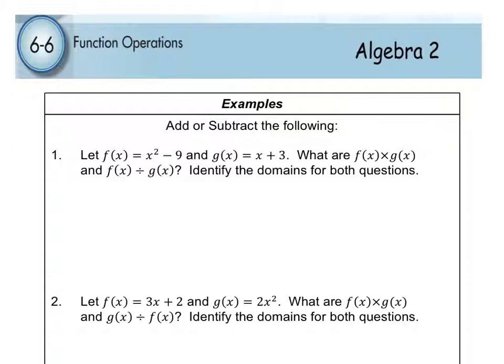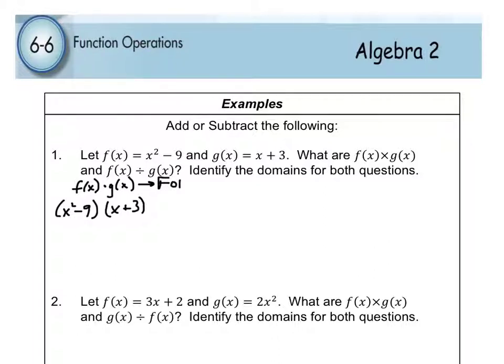We have some examples here in front of us, and it says, let f of x be x squared minus 9, g of x be x plus 3. We want to find f times g and f divided by g. So we take f of x times g of x. f of x is x squared minus 9, and g of x is x plus 3.